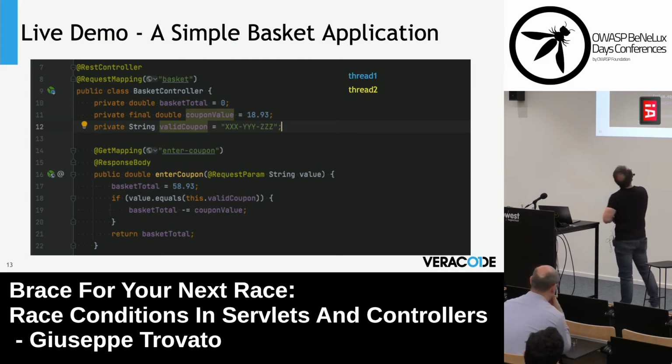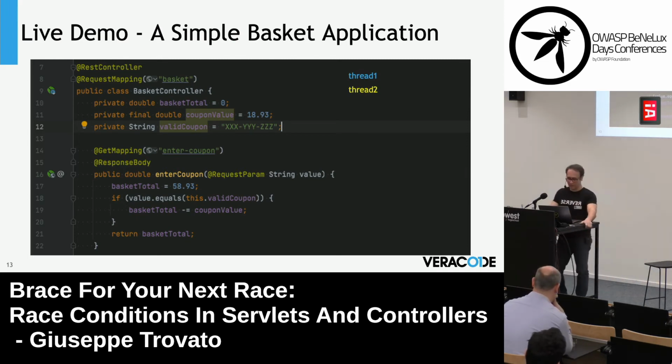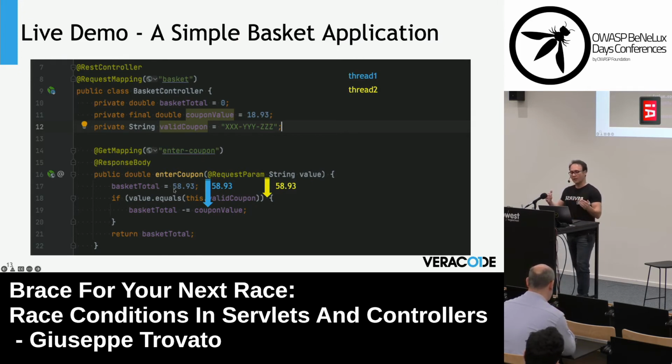So here, we are back to our piece of code. What's going on here? Let's assume we have two requests that by chance are happening together at the same time. The first one is able to go over the if condition, but then there is a subtraction. While the first thread is doing the subtraction, there is another thread using the same piece of code, and it stops at the if condition. So the yellow one knows that the basket is 58.93. Even the first one, they know that that's the value of the basket.